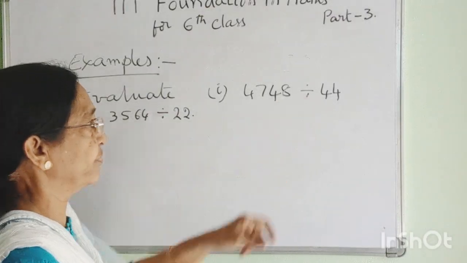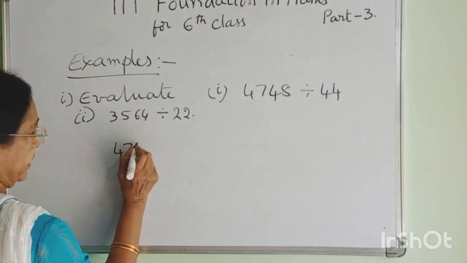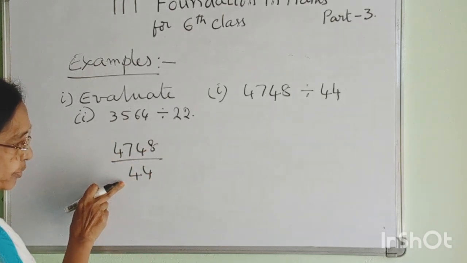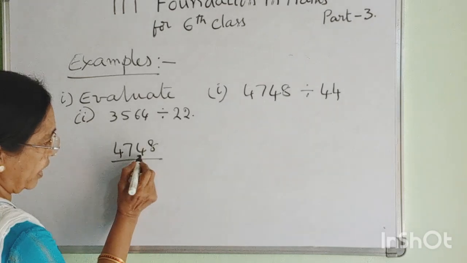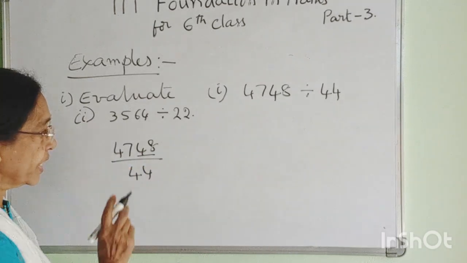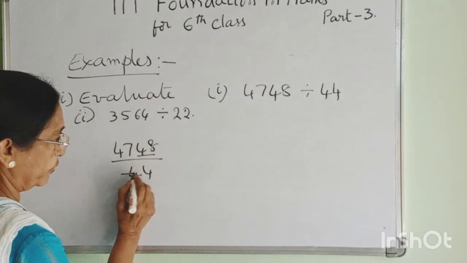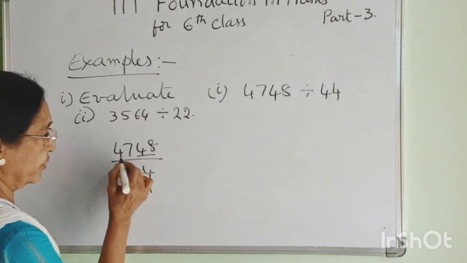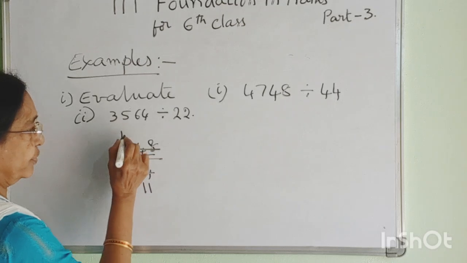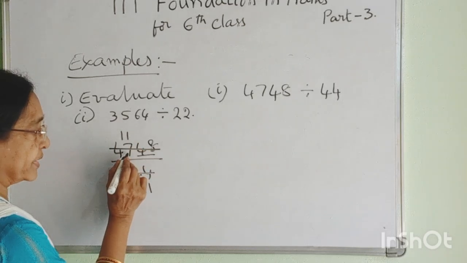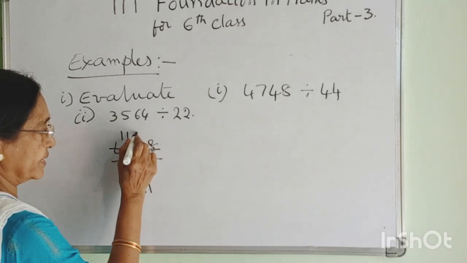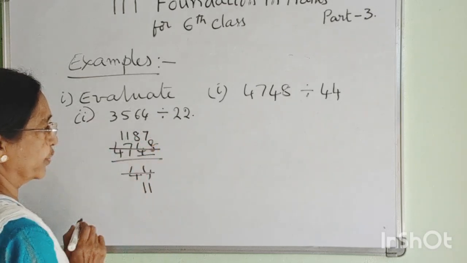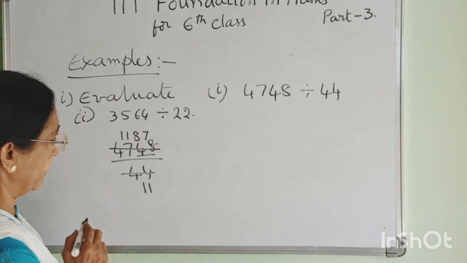4,748 divided by 44. Both are divisible by 4 because the last two digits, 48, are divisible by 4. Therefore, we will divide both the numbers by 4. 4 11s are 44, 4 1s are 4, 4 1s are 4, 3 remains, 34, 4 8s are 32, 2 remains, 4 7s are 28.